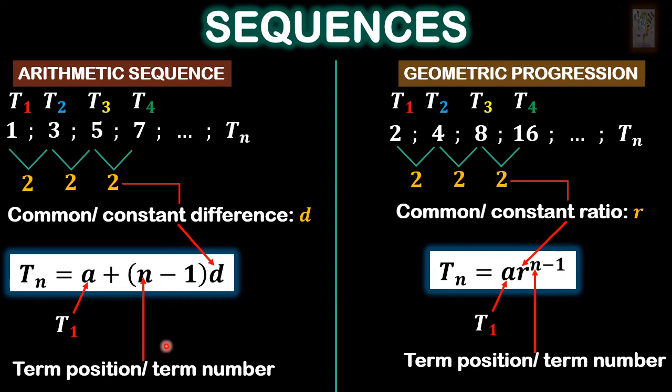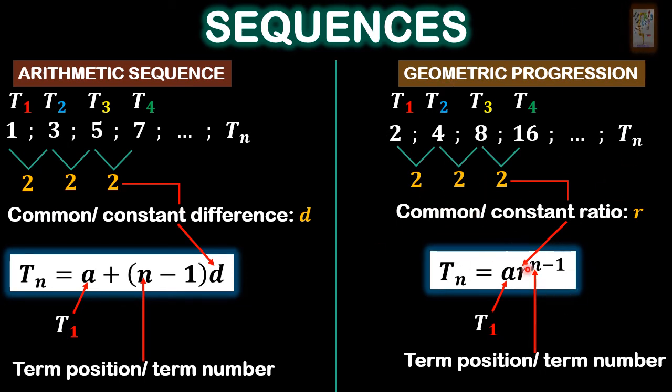So there are 2 variables that are very important in both sequences. In an arithmetic sequence, if you know the value of a and the value of d, then you can answer any question that you may be asked, as long as you know the first term and the common difference. Because if you know the first term and the common difference, you can always get the other terms. Look at this: 1 plus 2 is 3, 3 plus 2 is 5, and so on. The same thing applies here with the geometric progression.